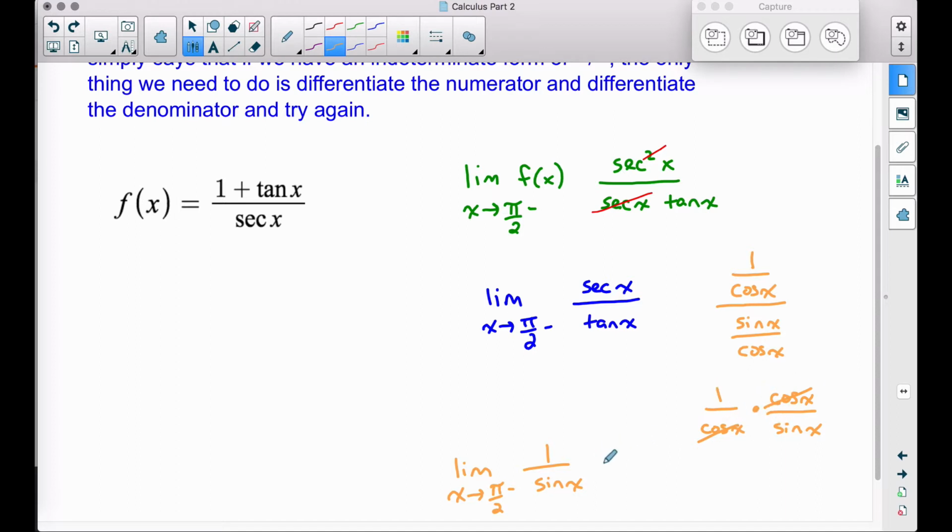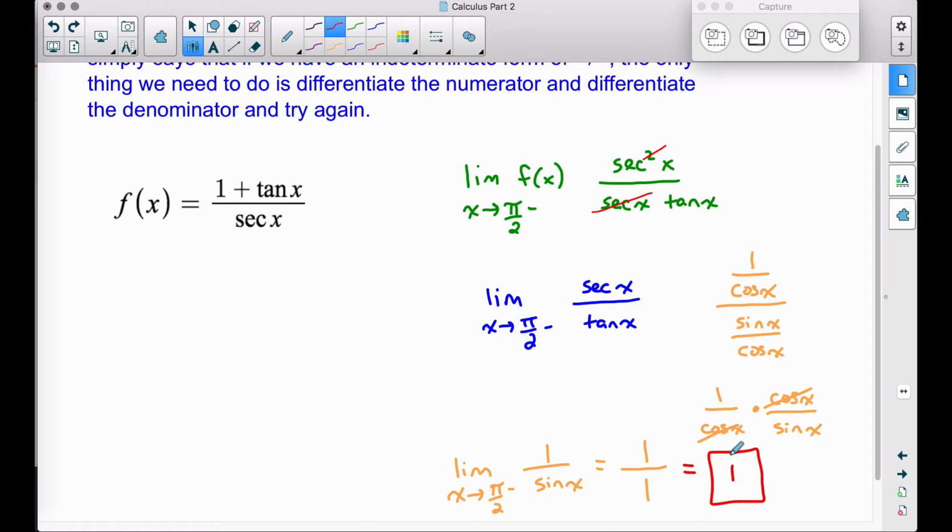Now let's try direct substitution. Well, we don't have anything to plug in up top, so we have 1 over, what is the sine of pi over 2? The sine of pi over 2 is also 1, and 1 divided by 1 gives us a final answer, or our limit, of 1.